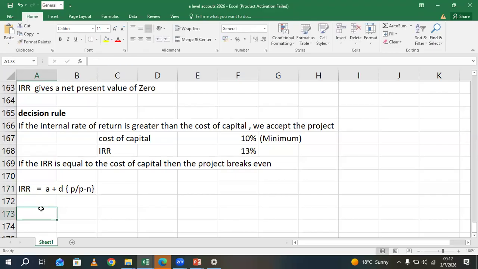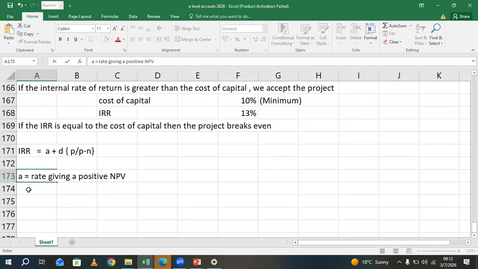So A is the rate giving a positive NPV. IRR uses two discounting rates. There's one rate that you're going to use which will give a positive NPV, and the other one would give a negative NPV. So A is the rate that gives the positive NPV.